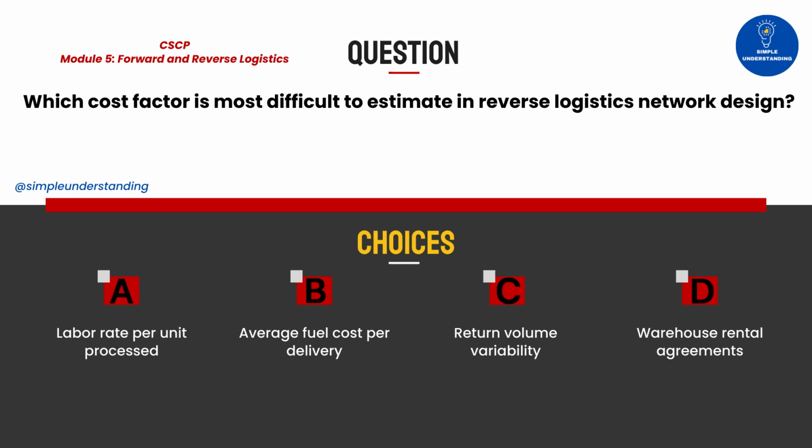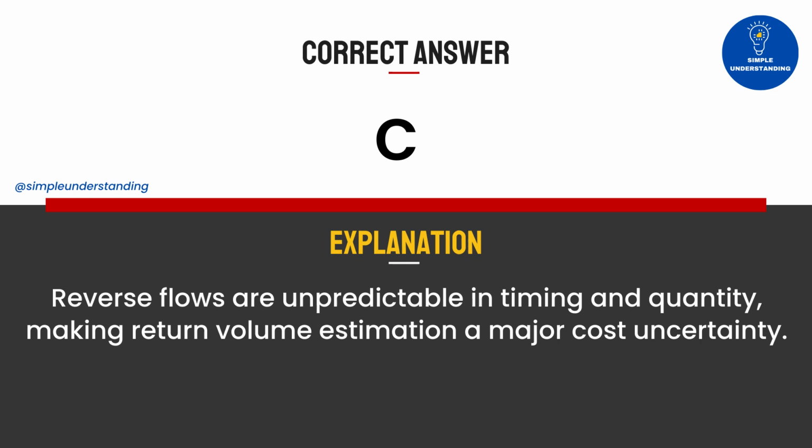14. Which cost factor is most difficult to estimate in reverse logistics network design? A. Labor rate per unit processed. B. Average fuel cost per delivery. C. Return volume variability. D. Warehouse rental agreements. Correct answer. C. Explanation. Unlike forward logistics, reverse flows are often irregular and hard to forecast, complicating cost estimates.